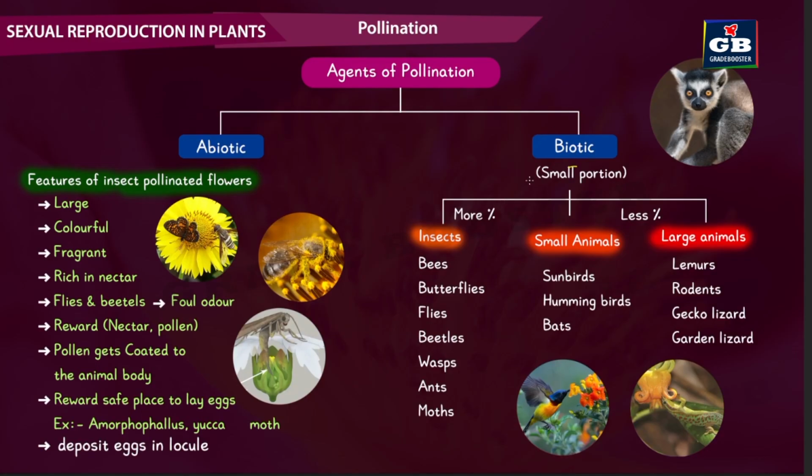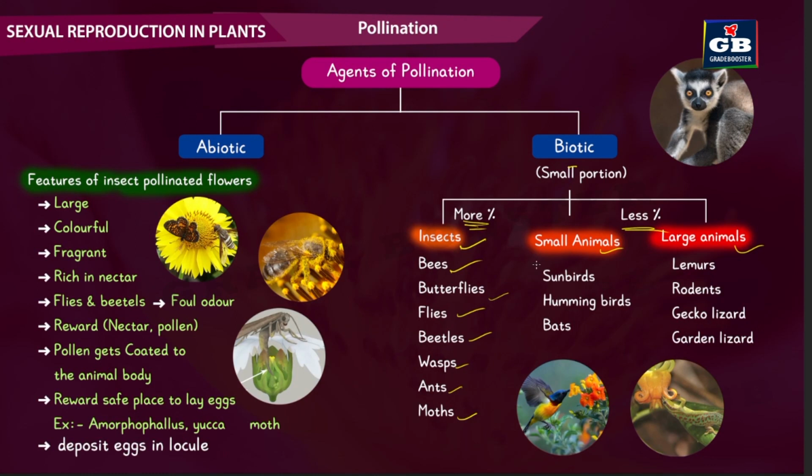So what are the different biotic agents? Here, insects, small animals and large animals. The pollination by large animals is very less, and the pollination by insects is more compared to the other animals. So the different insects by which the pollination takes place are bees, butterflies, flies, beetles, wasps, ants and moths. These are the various insects that help in the pollination.